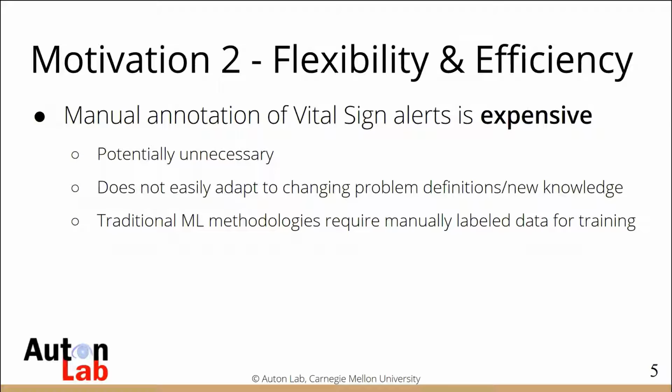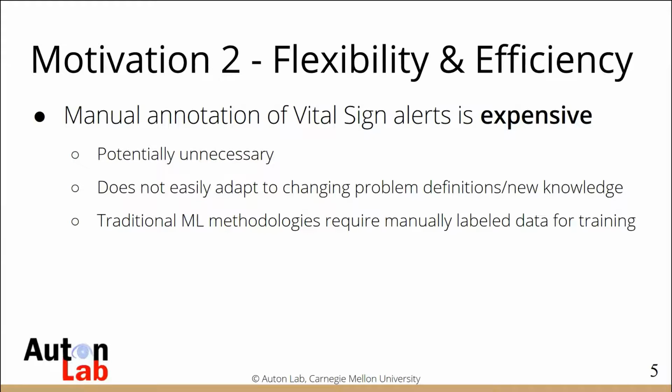So the second motivation behind this research is flexibility and efficiency. I've already said that manual annotation is expensive, but it's also potentially unnecessary. In addition, supervised learning pipelines do not easily adapt to changing problem definitions. Let's say, instead of respiratory rate alerts, we now want to look at oxygen saturation alerts. This means we're going to have to acquire those ground truth labels again. We cannot reuse any of the previous ones for respiratory rate alerts, and so it's not very flexible.